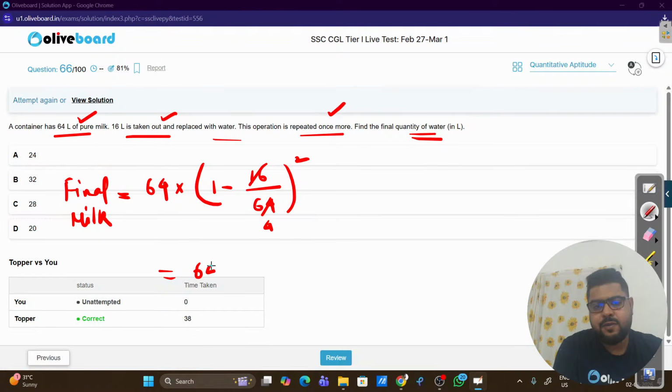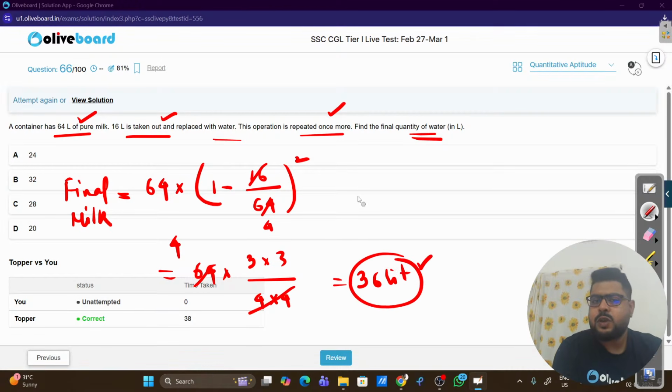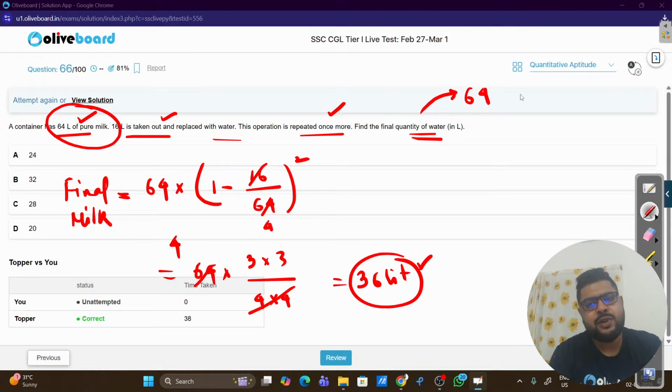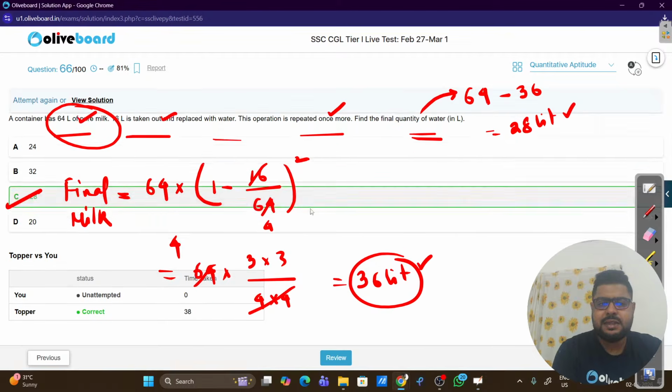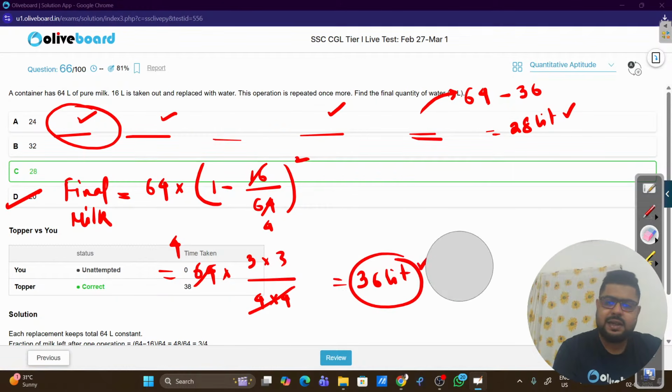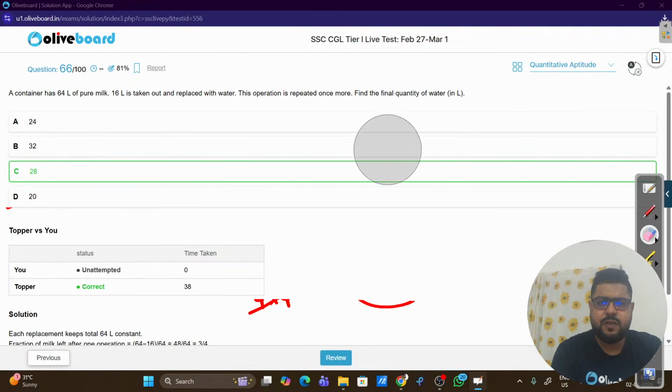So this is 64 into 1 minus 1 by 4, meaning 3 by 4. So 3 into 3 by 4 into 4, this is 4 times. That is 36 liters. In replacement, total volume is always constant. So total will be 64, out of that 36 liters is milk. So water will be the remaining, that is 28 liters. Option number C. Done and dusted. Clear, sir? Moving on.